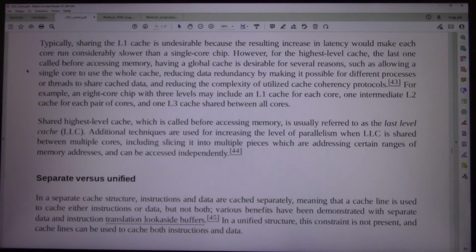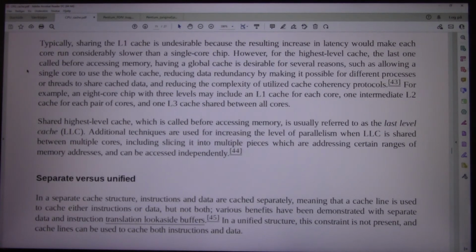However, for the highest level cache, the last one called before accessing memory, having a global cache is desirable for several reasons, such as allowing a single core to use the whole cache, reducing data redundancy by making it possible for different processors or threads to share cached data, and reducing the complexity of utilized cache coherency protocols.